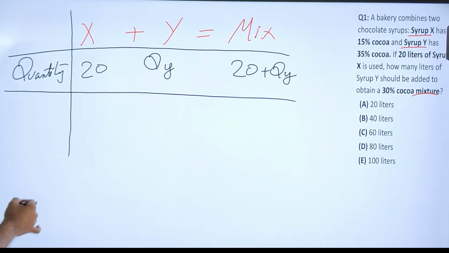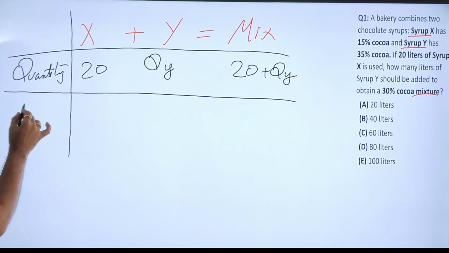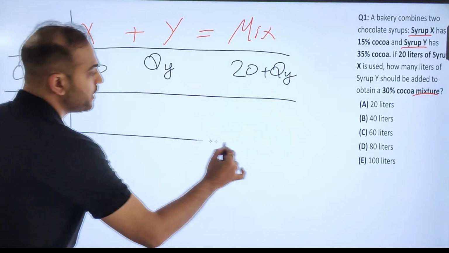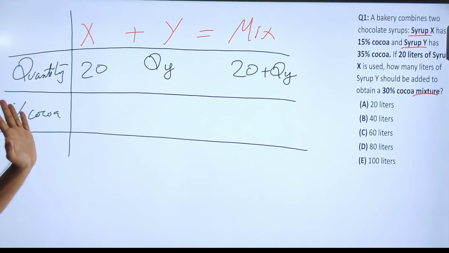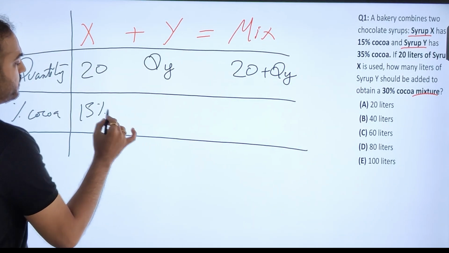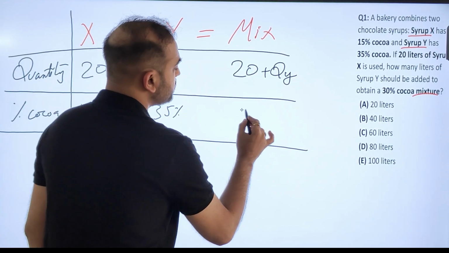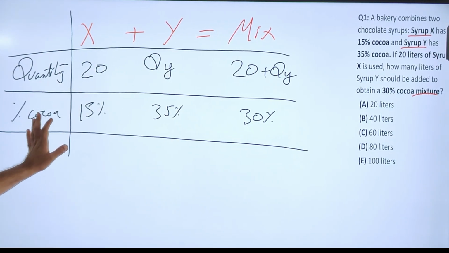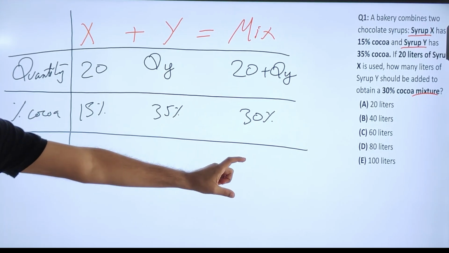Now, focus on the factor. Here, I'll try to make the equation for percentage of cocoa. If you see, this is what I took as average in my butterfly method. Same thing. What is the percentage of cocoa in X? 15%. Y? 35%. Mixture? 30%. Both my rows are done. This is where the magic happens. Just write down the final equation.